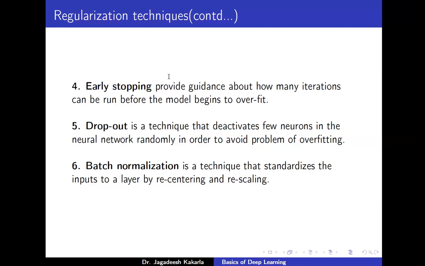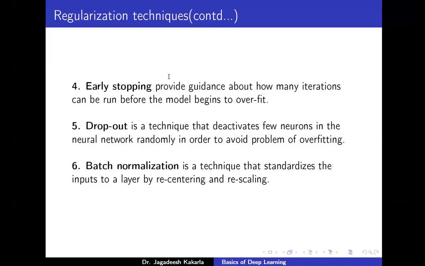So that's why we will intentionally drop a few neurons, meaning we will give the input as zero to that one. Obviously, if you give the input as zero, then it will not update further in the background. This is dropout, a technique that deactivates a few neurons in the neural network randomly to avoid the problem of overfitting.